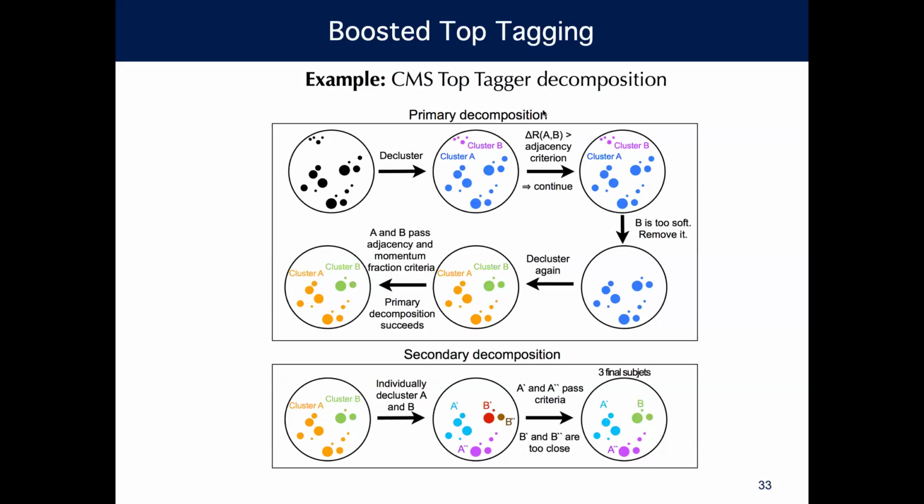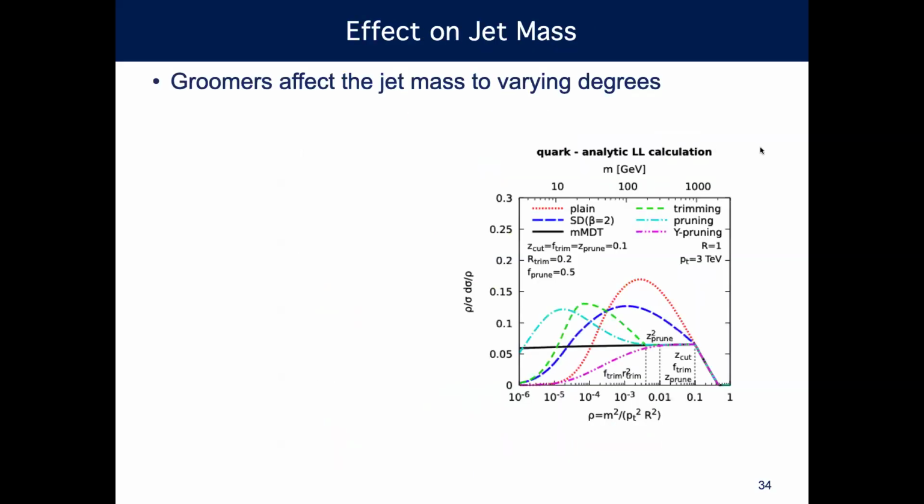There's also the CMS top tagger decomposition, which is similar to the Hopkins tagger, but I'm going to skip this one also. It's basically almost exactly the same kind of principle, except we're looking for 3 prongs instead of 2. And so you undo 2 steps of the clustering algorithm instead of 1 step. But I'm not going to go into the details of that one in the interest of time.